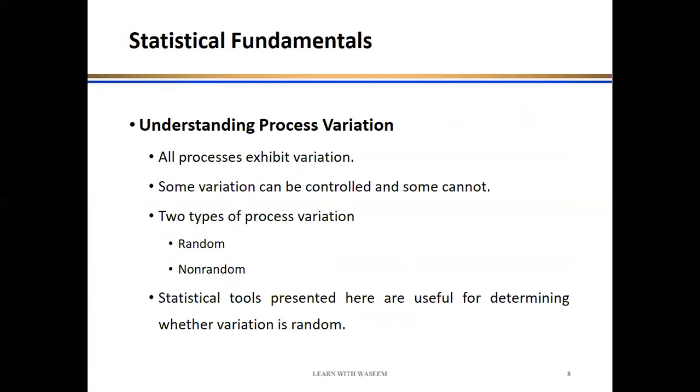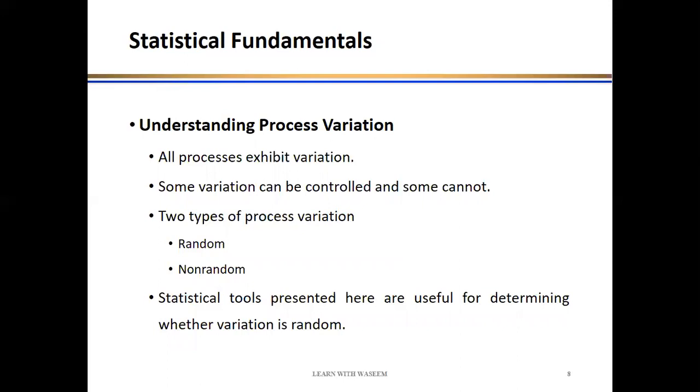Let's discuss understanding the process variation. All processes exhibit variation. There is some variation that we can manage and other variation that we cannot manage. If there is too much variation, process parts will not fit correctly, and products will not function properly, obviously, and a firm will gain a reputation for poor quality.